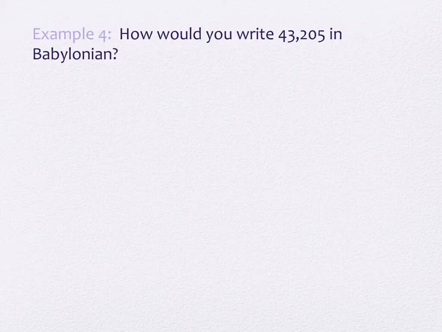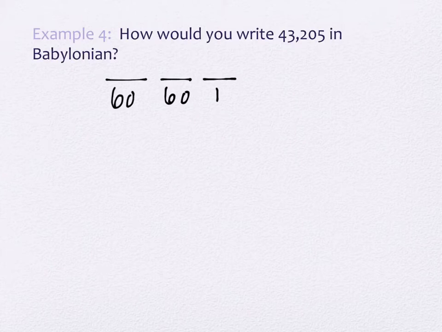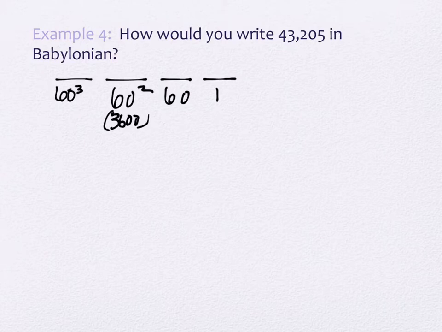So let's just remember real quick what I wrote on the previous slide, where there's a ones place, and then there's a 60s place. And then there's 60 squared, which is 3,600, just as a reminder. And if I went one bigger, we can see whether or not it would be included. 60 cubed.